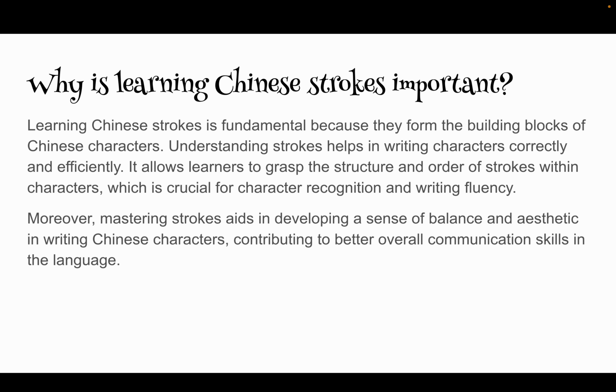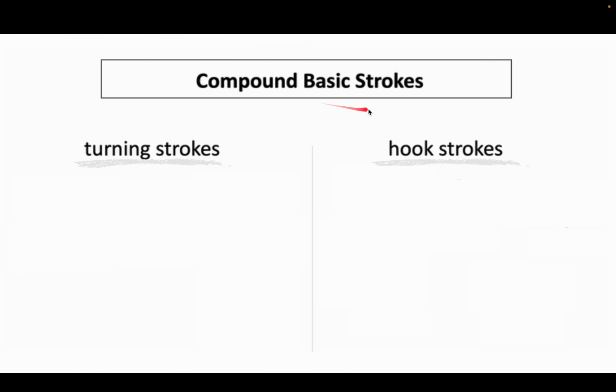Moreover, mastering strokes aids in developing a sense of balance and aesthetic. That's what I always mention, aesthetic in writing Chinese characters. Contributing to better overall communication skills in the language. Compound strokes. So we have two groups of compound strokes. First one is on the left, turning strokes, and the next one is hook strokes.